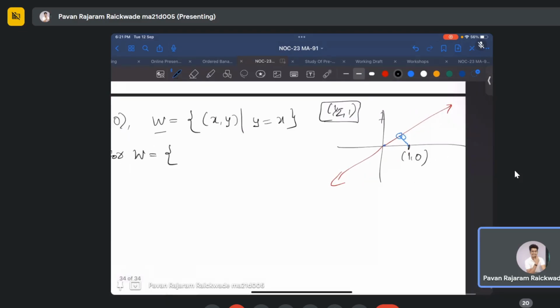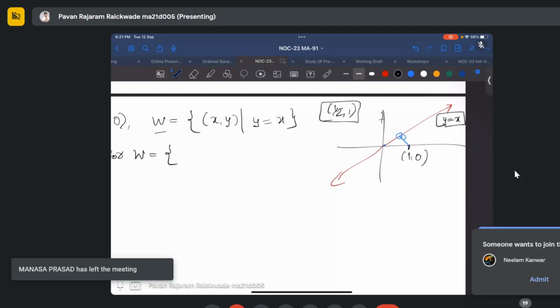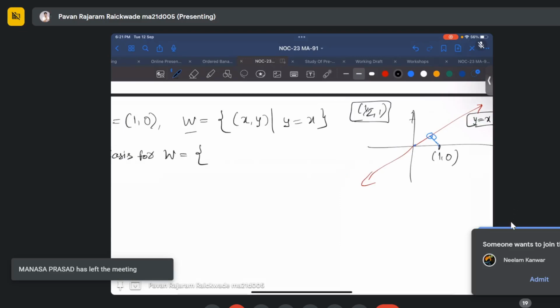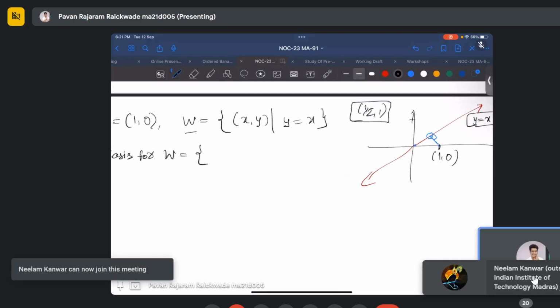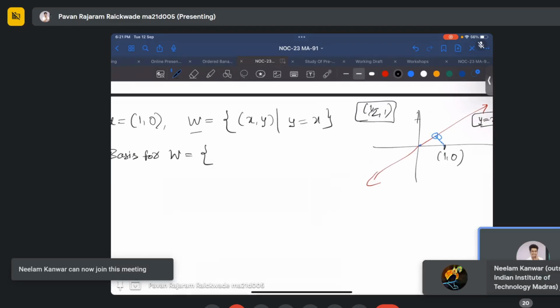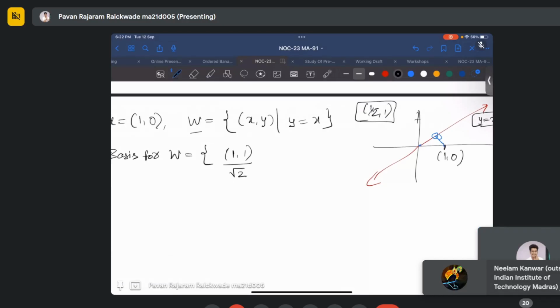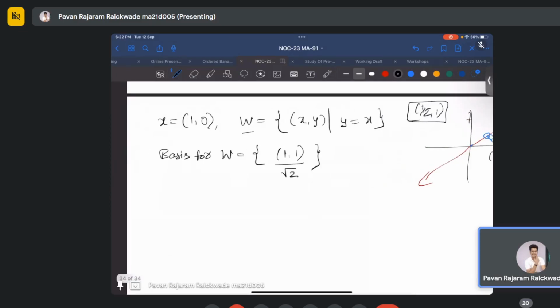W is this line, the line y equals x. Just give me a basis for the space W. (1, 1) is a basis. Now, what is an orthonormal basis? It should have norm 1, so you divide by root 2: (1/√2, 1/√2). Perfect, this is an orthonormal basis for W.